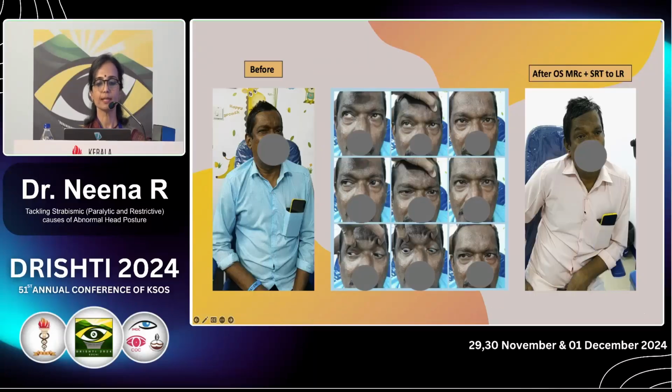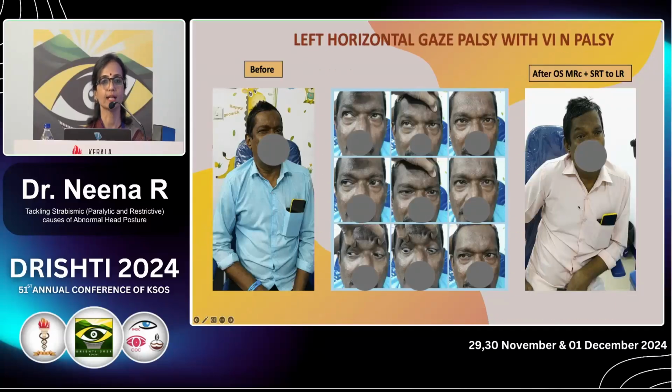So this gentleman had a stroke in the pons, and this is what he developed, a left horizontal gaze palsy. This is him looking to the left, absolutely no movement of the eyes to the left. But he also had a true lateral rectus palsy or 6th nerve palsy.